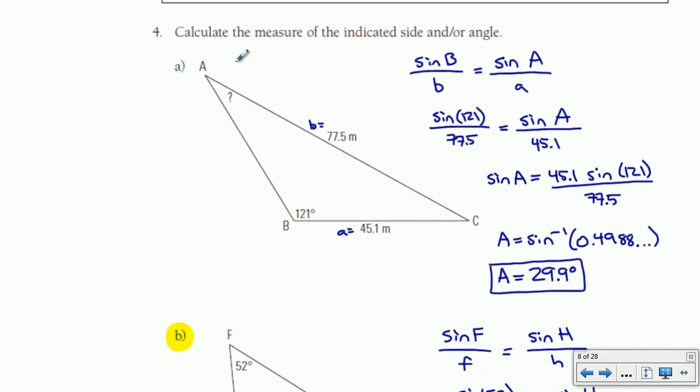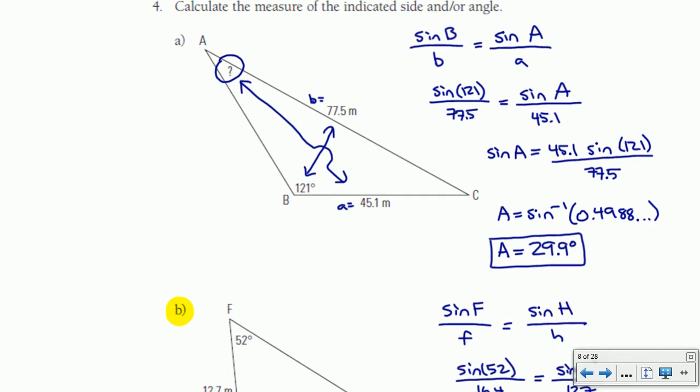On to 4a, we need to know angle A. We know 2 out of 2 in this side angle pair. We know 1 out of 2 in this side angle pair. So it's a straightforward application of sine law to get angle A. Make sure we take the sine inverse of the number at the end, 29.9 degrees.